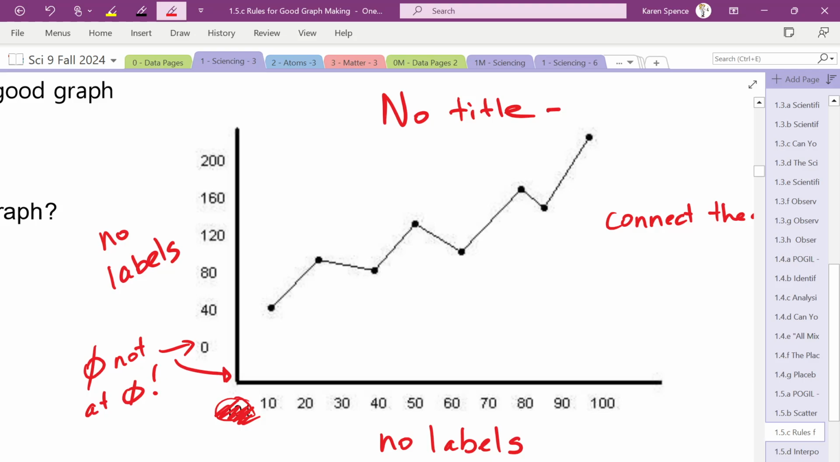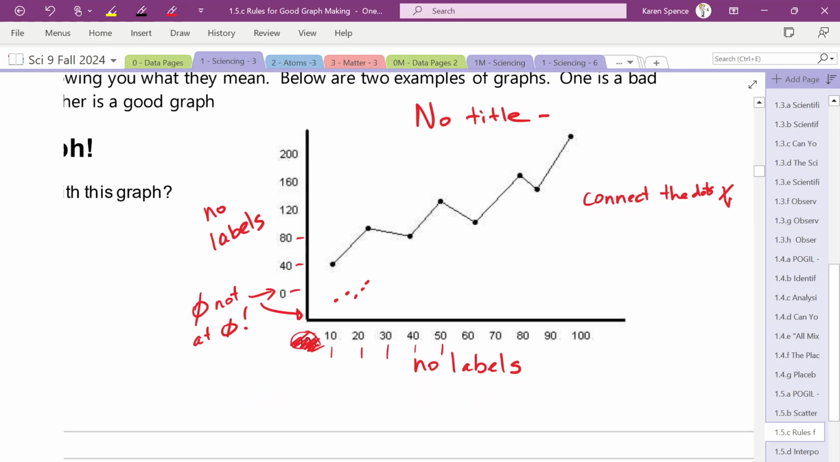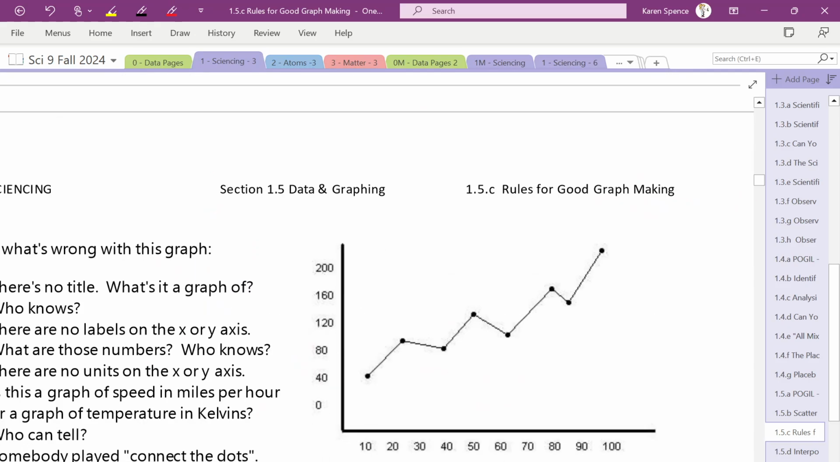Okay, so those are the things that are wrong with this particular graph. The scale looks okay. This is going up by 10, 20, 30, 40, 50. Yeah? This one goes up 0, 40, 80. So those are multiples of 40. That's okay. And all my points aren't crammed down into one corner, so that's good. They're spread out nicely over the graph, so that's good.